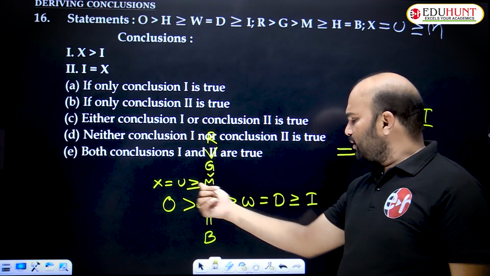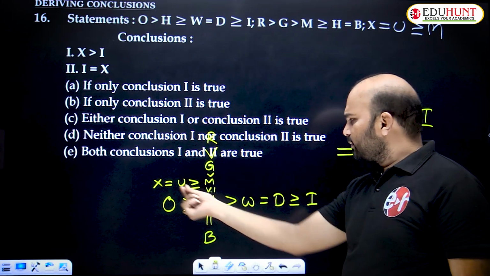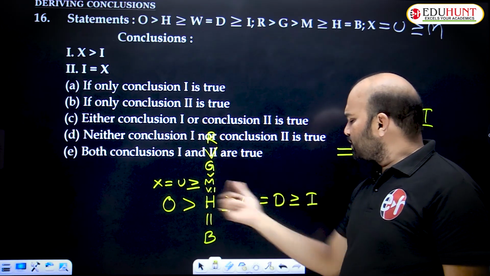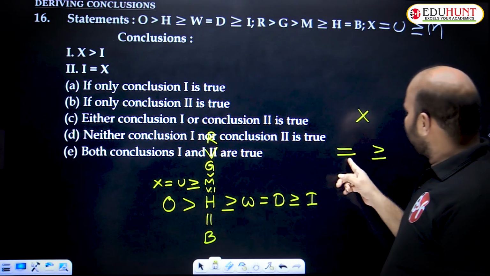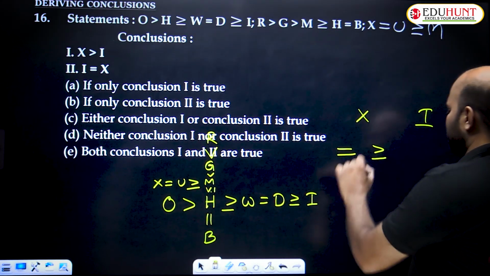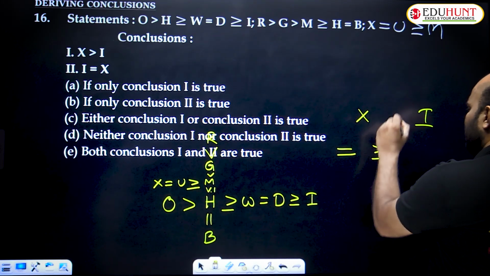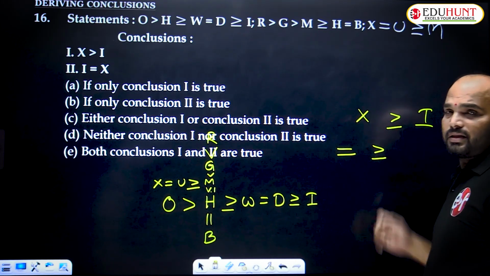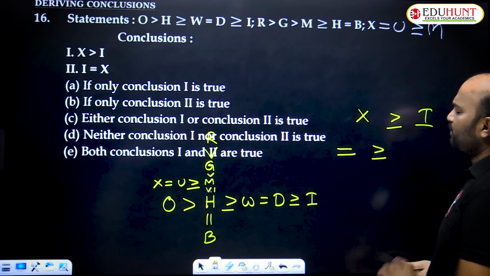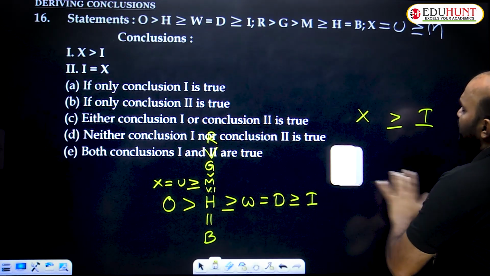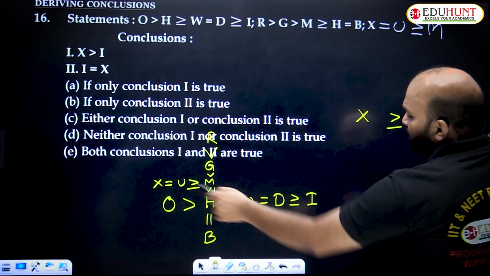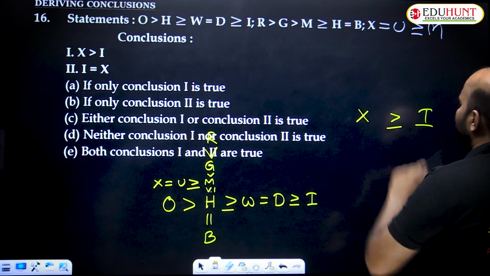A symbol appearing three times can be read one time. Equals appearing two times can be read one time. So equal and greater than or equal: if only these two symbols appear, finally it makes greater than or equal to. Any symbol compared with equal, that will be obtained at the end. So for X to I, two symbols appear, equal and greater than or equal, but finally it makes greater than or equal to.